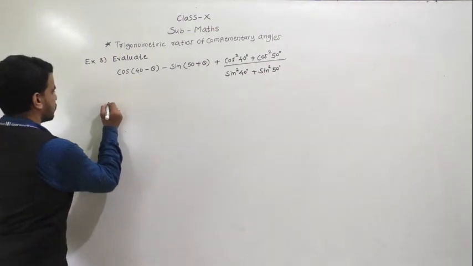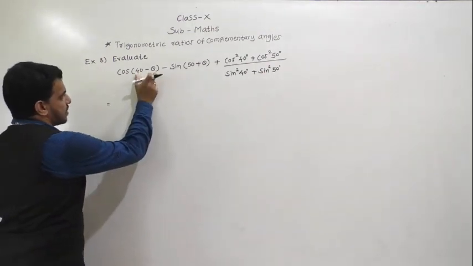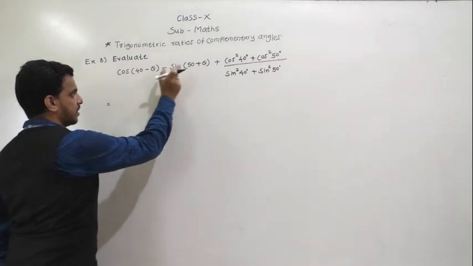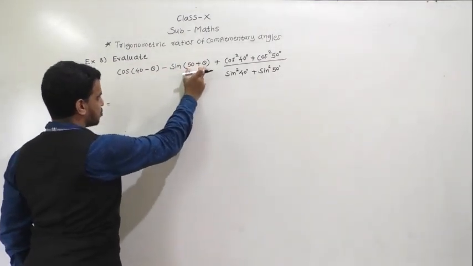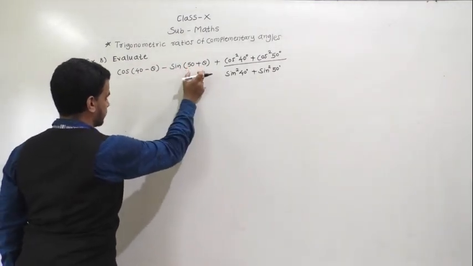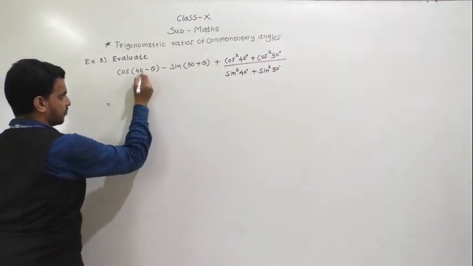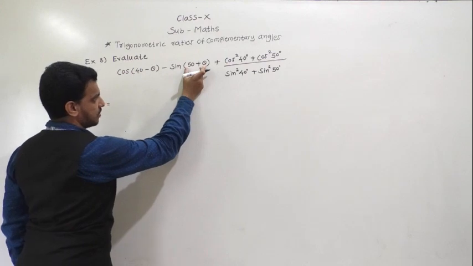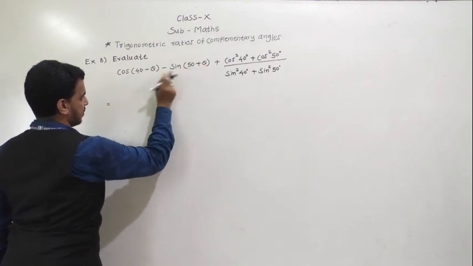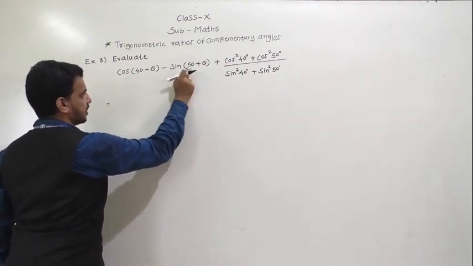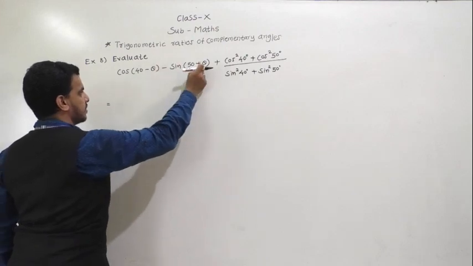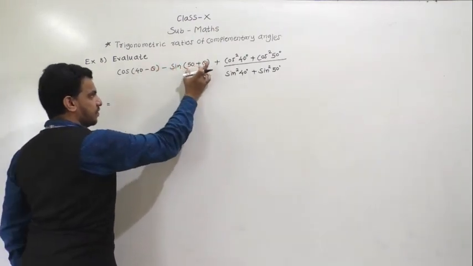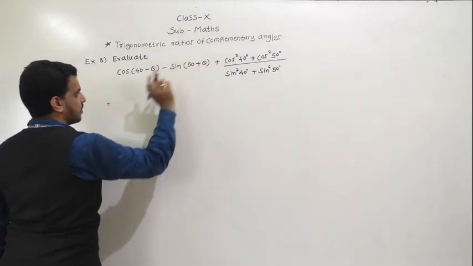Now see here, if we observe this 40 minus theta degrees and 50 plus theta, these two are complementary angles, because the sum of these two angles, 40 minus theta and 50 plus theta, is 90 degrees. If we find the sum, 40 plus 50 is 90, minus theta plus theta will get cancelled. So 40 minus theta and 50 plus theta are complementary angles.